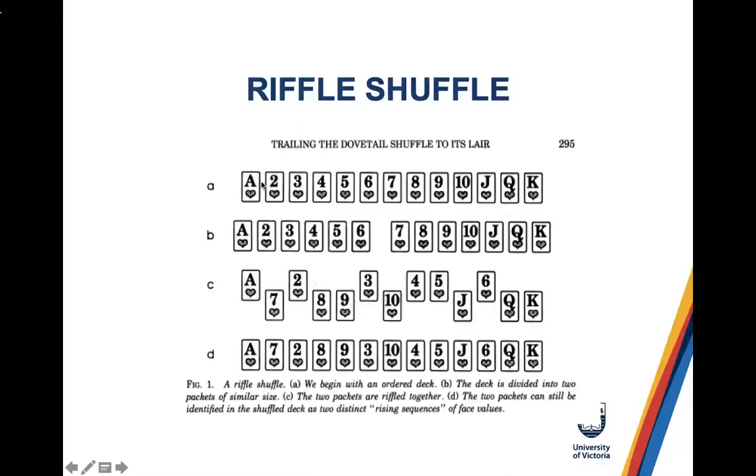Suppose we have Ace to King. We have a whole deck over here and we split it into exact two halves. From Ace to 6 is one deck and 7 to King is another deck. When we riffle shuffle them, Ace comes from the first deck and 7 comes from the second one when we intermix them. Now again, 2 comes from the first and 8 and 9 come from the second. Finally, we get a randomized sequence at the end.